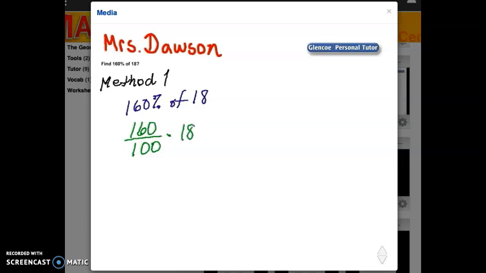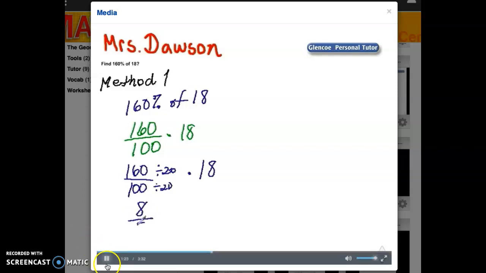In order to multiply fractions, it's much easier to reduce first. The common factor of 160 and 100 is 20. 160 over 100 will divide out the common factor of 20 and then still multiply that result by 18. 160 divided by 20 is 8. 100 divided by 20 is 5.